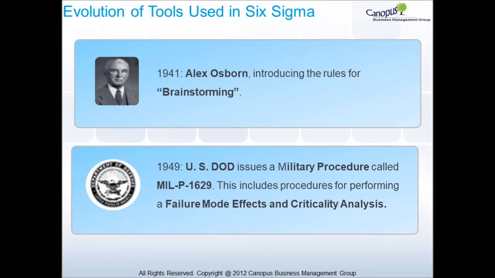In 1949, the U.S. Department of Defense issues a military procedure called MIL-P-1629. This includes procedures on performing a failure mode, effects and criticality analysis.